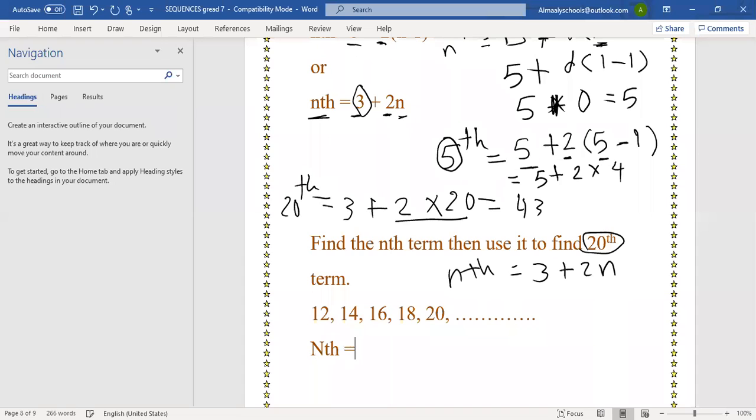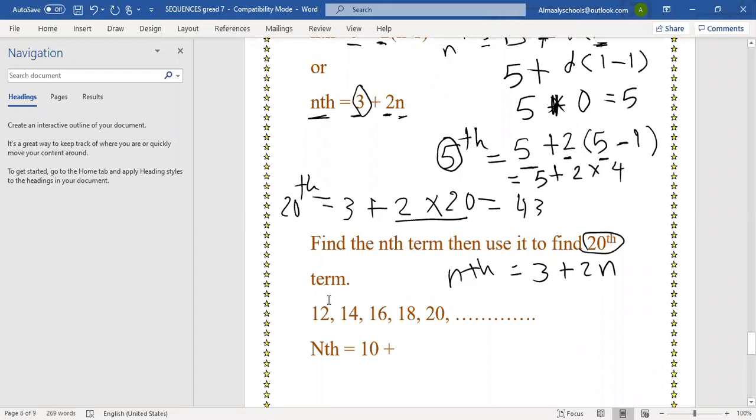n equals 10. Why 10? Because 10 is the zero term. Very good. Excuse me, Mr., how is 10 the zero term? In this sequence we are adding a 2: 12, 14, 16, 18, and so on.